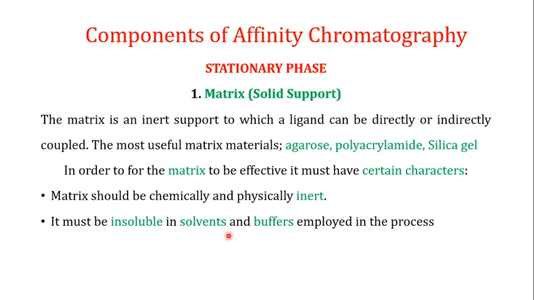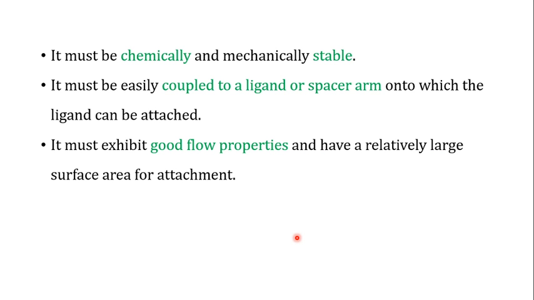It must be insoluble in solvents and buffers like the mobile phase or the elution buffers, the solvents or buffers that you are using in the process. The matrix should be insoluble, because if it is soluble in the solvents and buffers that you are employing, your ligand will flow with the mobile phase and will not be available for interaction with the desired component in the mixture. So the second effective property of the matrix is that it should be insoluble in solvents and buffers that you are employing in the process of affinity chromatography.